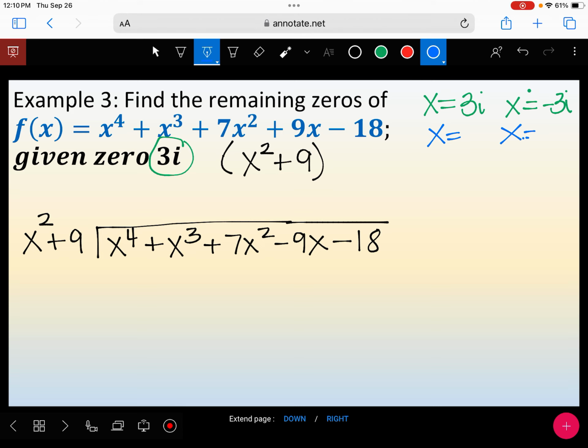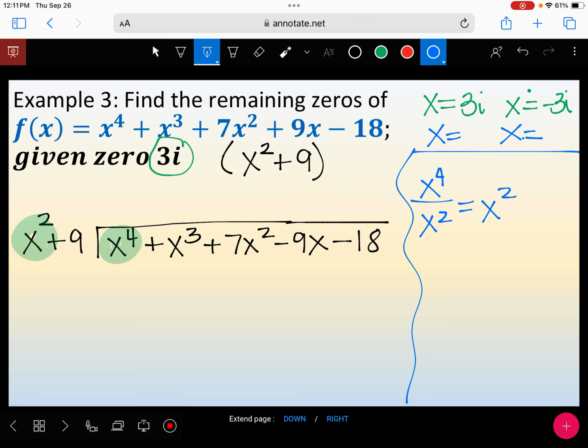Okay, so steps for long division. You start off by dividing your first term. So my first terms would be x to the 4th and x squared. So off to the side, let's divide x to the 4th by x squared. What do you get when you divide x to the 4th by x squared? X squared. Put that on the roof.